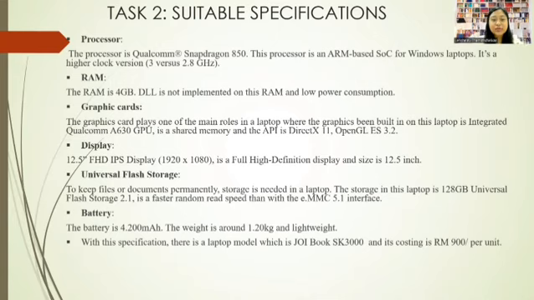So task 2 is the suitable specifications. For the processor, what we prefer is the Qualcomm Snapdragon 850. This processor is an ARM-based SoC for Windows laptops. It's a higher clock version at 3 versus 2.8 GHz. ARM is a family of reduced instruction set computer architectures for computer processors.